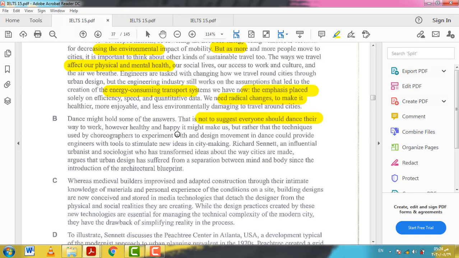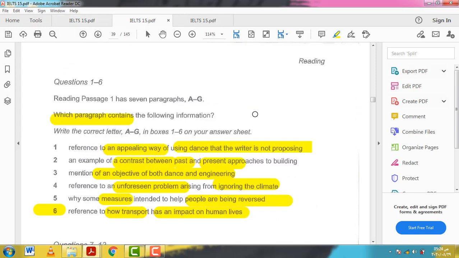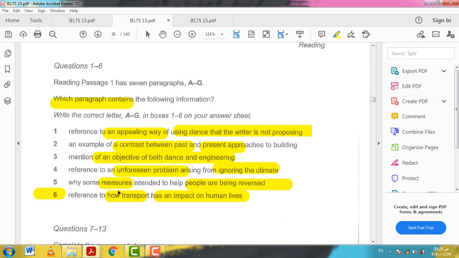However healthy and happy it might make us, the techniques used by choreographers to experiment with movement in dance could provide engineers with tools to simulate new ideas in city making. Urbanist, the way cities are made, argues that urban design has suffered from a separation between mind and body since its introduction.